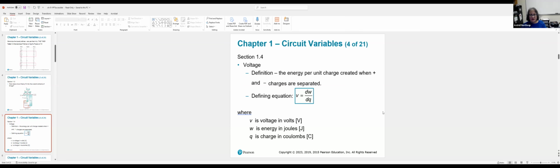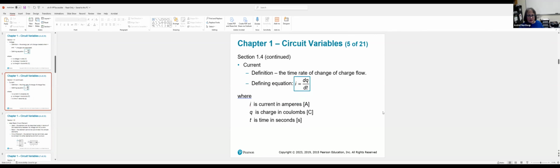So this first defining equation, V is equal to dW over dQ, says that voltage is equal to the differential of energy divided by the differential of charge. Or that energy per unit charge is a voltage. And I'm still kind of avoiding the sign convention for right now. Current is defined as dq dt, where the current amperage is equal to charge over time. So that gets back to that idea of the movement of a charge.